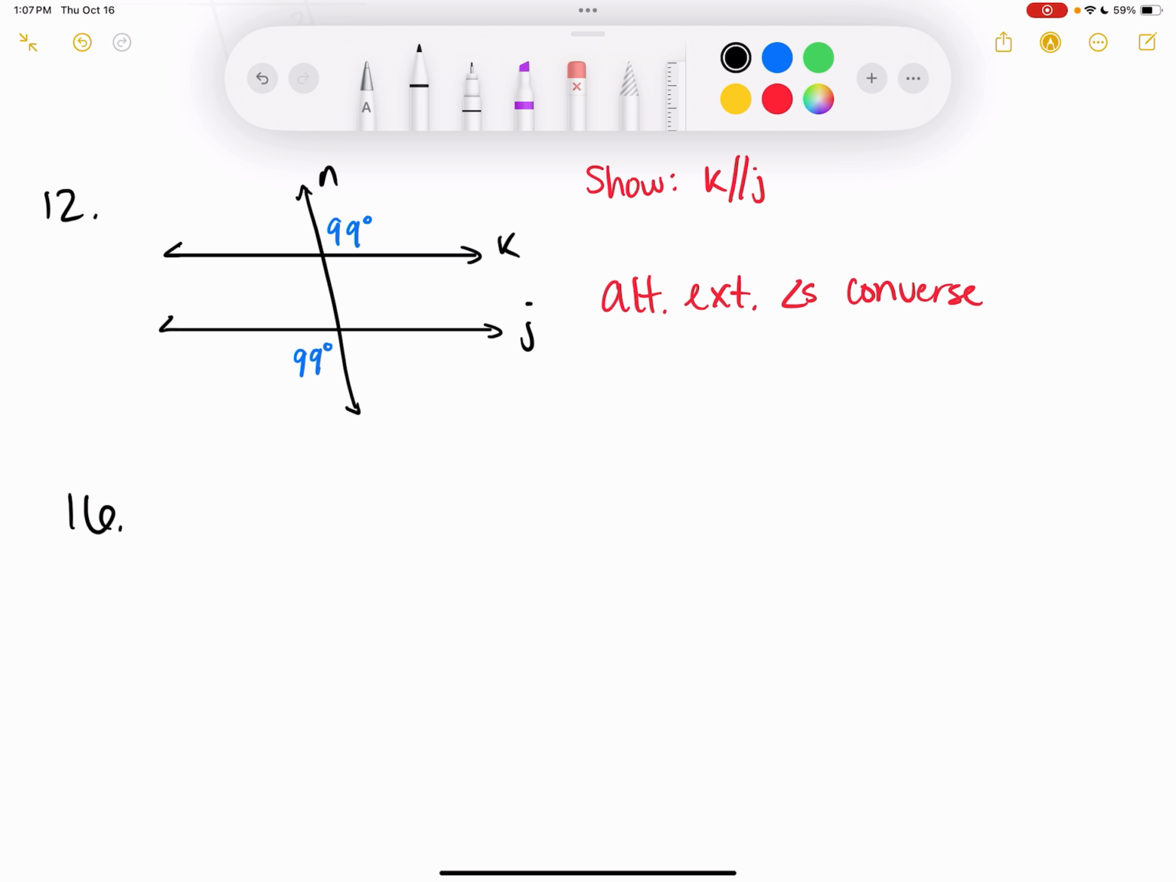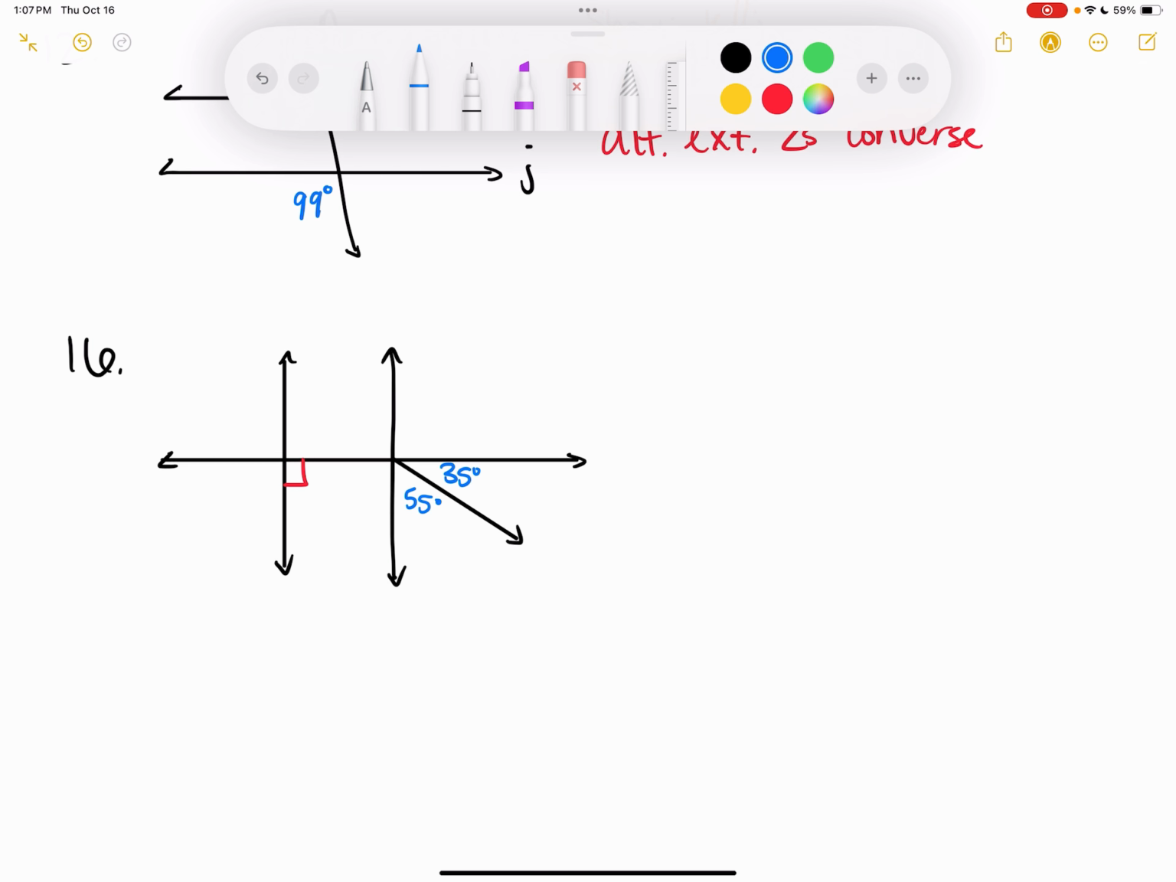So 16, I have 2 lines going up and down, and a line cutting through it this way. And then over here, I have an angle. This is marked as a right angle. This angle is 35, and this one is 55. This is K, J, and N, and we're trying to show that K is parallel to J.